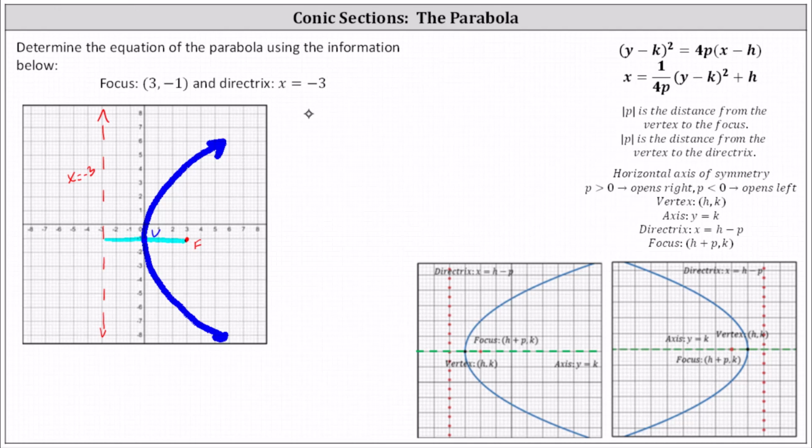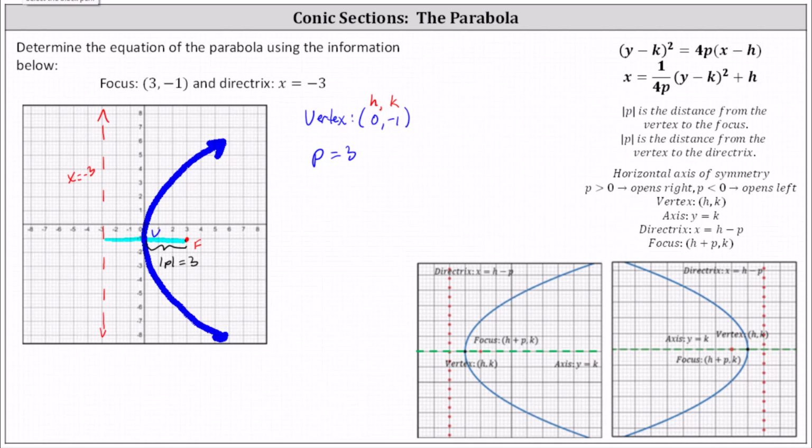In our case, we know the vertex is the ordered pair (0, -1). From here, notice the absolute value of p, or the distance from the vertex to the focus, is equal to 3. And because the parabola opens to the right along the positive x-axis, p is positive 3. And we know h equals 0 and k equals -1.